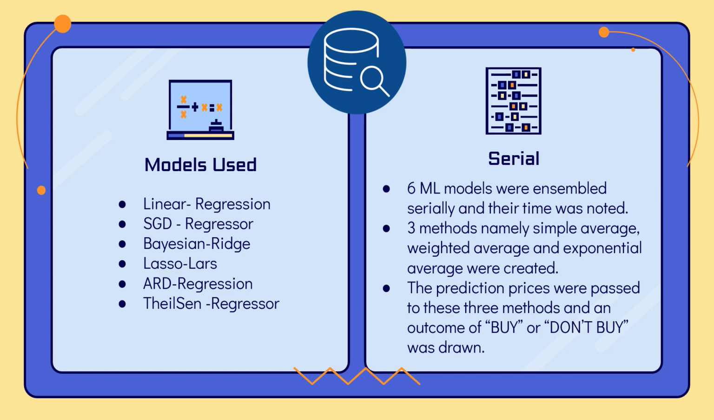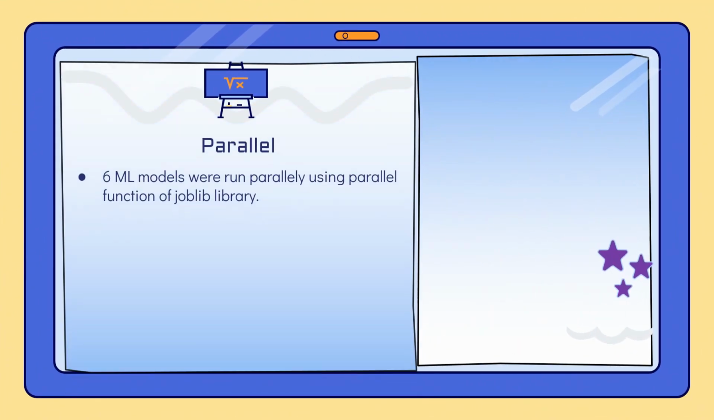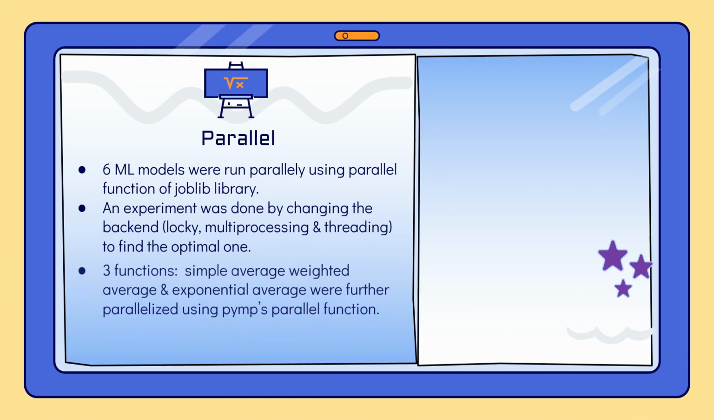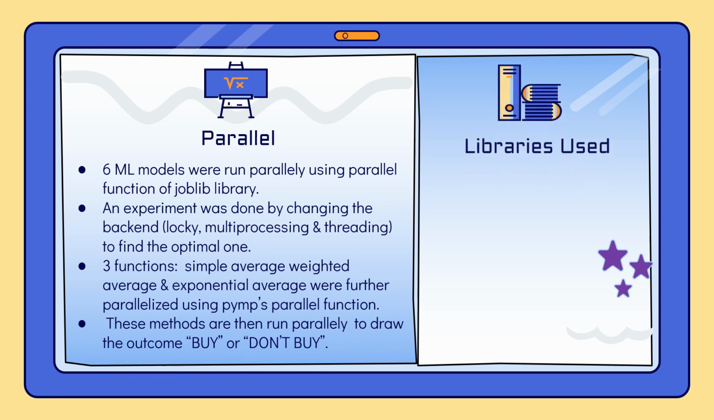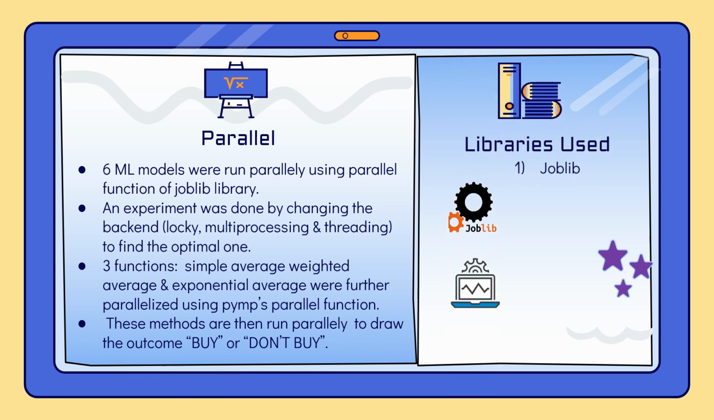And then they were trained parallelly using joblib.parallel and the time was noted. While training in parallel, we conducted another experiment by changing the backends, that was Loky, multiprocessing and threading. Now, after training these machine learning models in parallel, we took the output that we received from these models and put it into 3 functions. The functions being simple average, weighted average and exponential average.